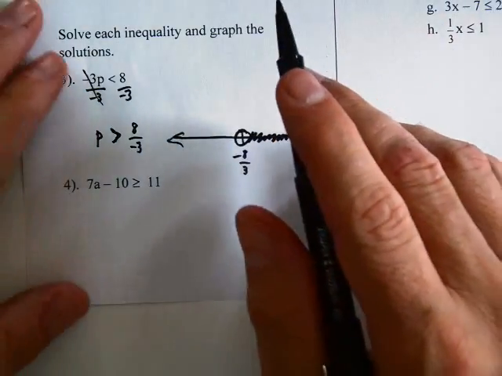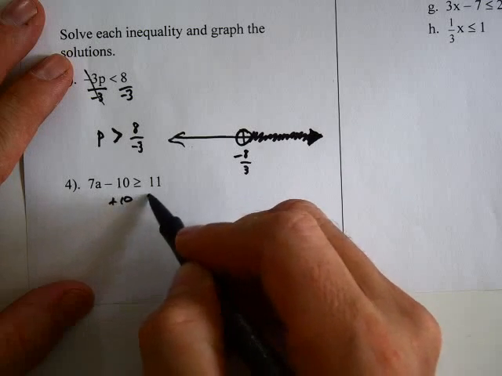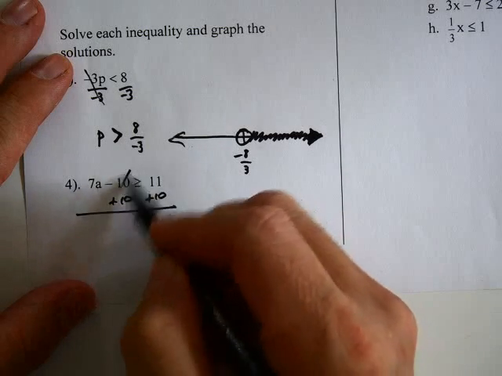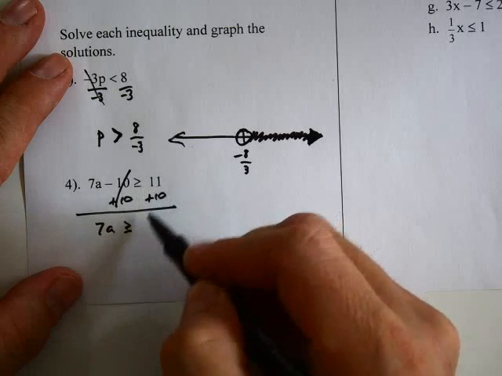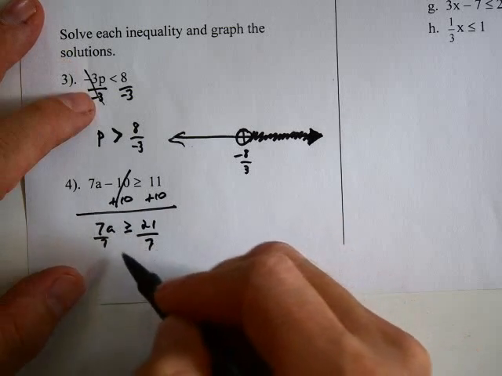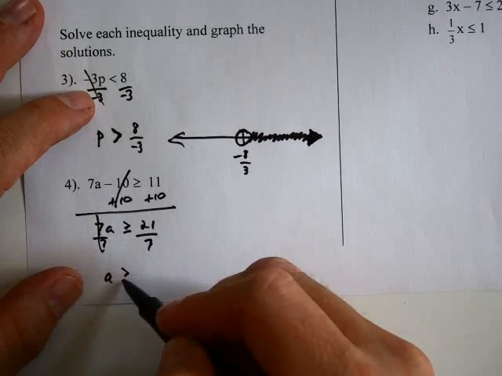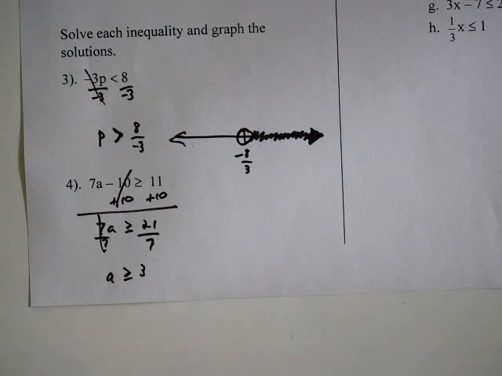Talk to your teacher. Let's go ahead and isolate A here. I'm going to add 10 to both sides. So I get 7A is greater than or equal to 21. Now you'll notice I'm dividing by 7, but it's not negative. So I do not reverse the sign. And I get A is greater than or equal to 3.